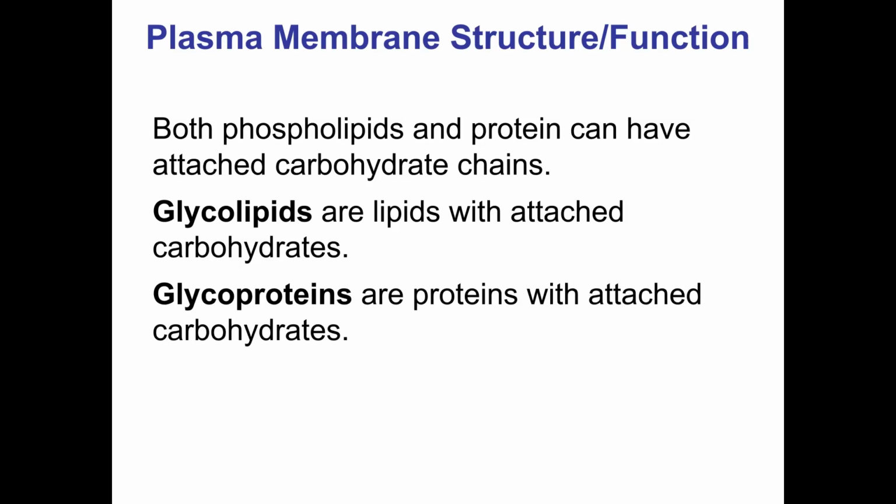So first, we'll talk about glycolipids and glycoproteins. So there are structures within the plasma membrane that have carbohydrates attached. A glycolipid would be a lipid that has a carbohydrate group attached. So you might have that same plasma membrane. I've just changed the color because I already changed the color of the pen.